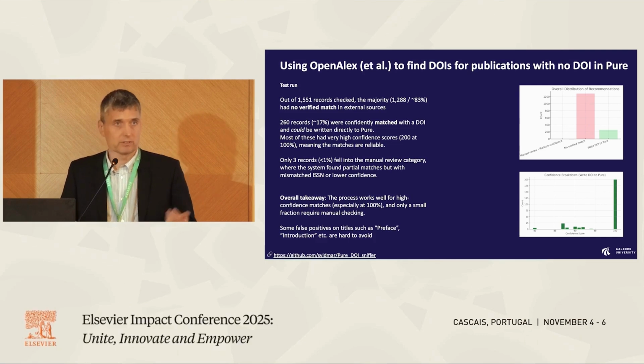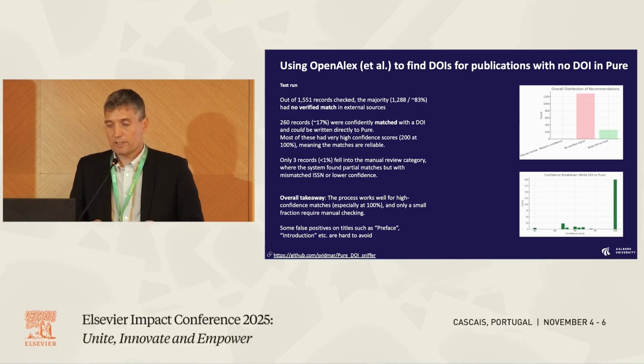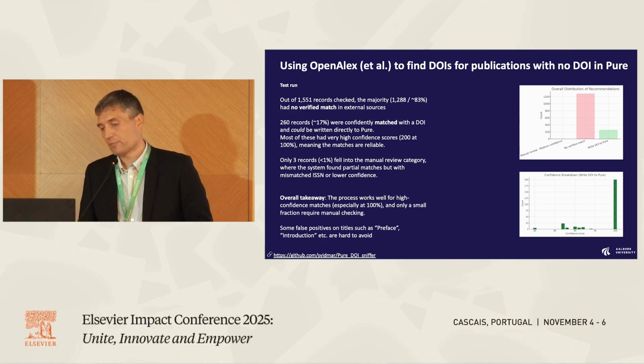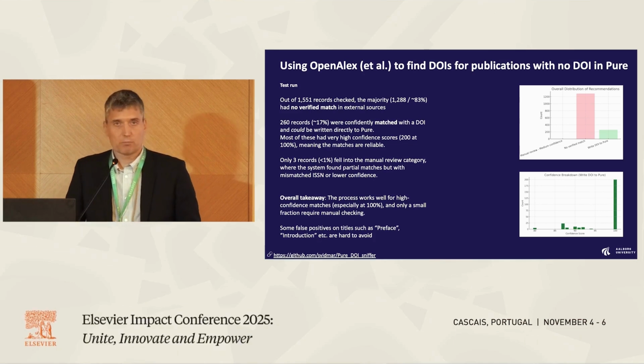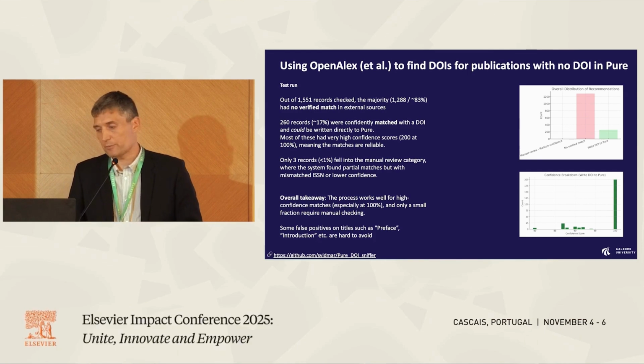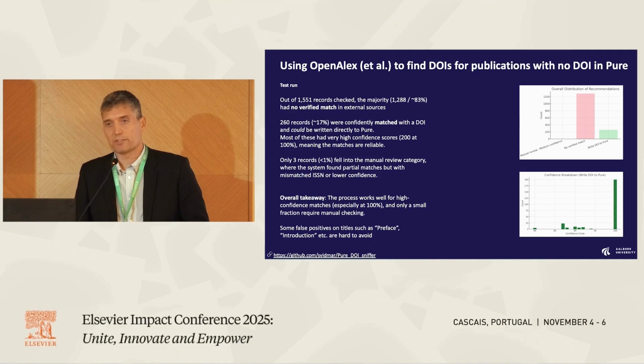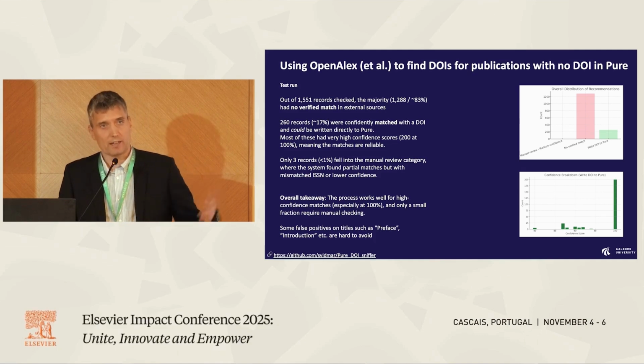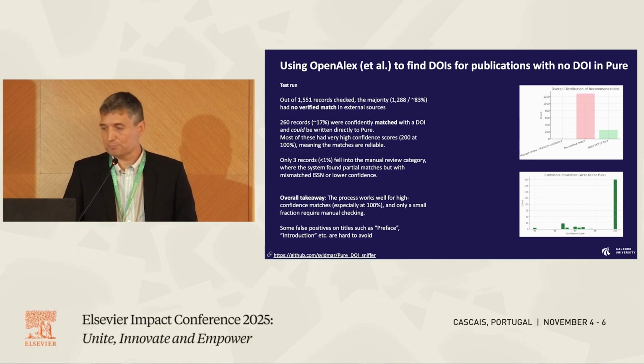So I think that's a pretty solid result. The overall takeaway is that it works well for high confidence matches. And of course, you'll end up with a few false positives in the case where you have a title called preface or introduction, and they're a bit hard to filter out in such a process. But I think it's a promising result and a way to add DOIs to as much content as possible in Pure.